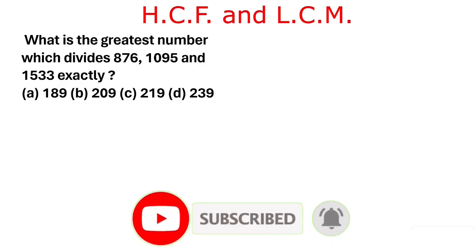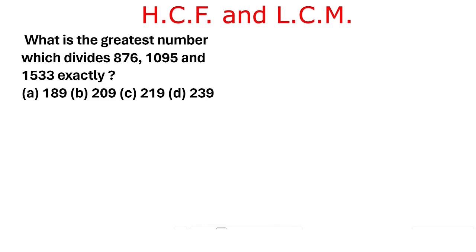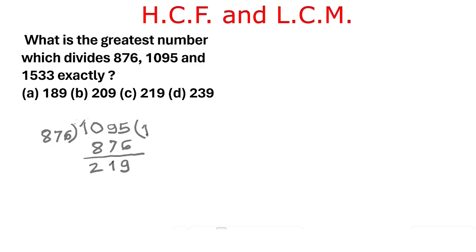We will solve this question by division method. We divide 1095 by 876. 876 divides 1095 for one time. On subtracting 876 from 1095, we get 219. Now we will divide 876 by this remainder 219.